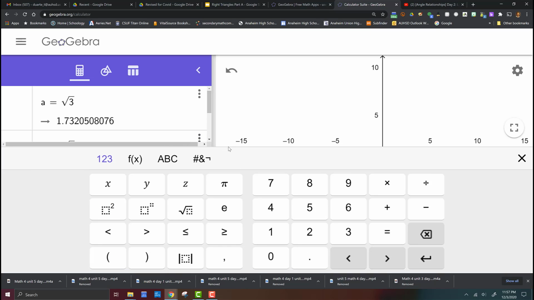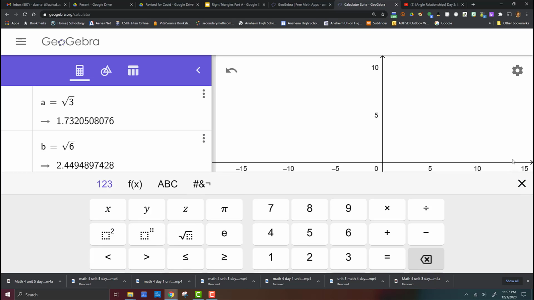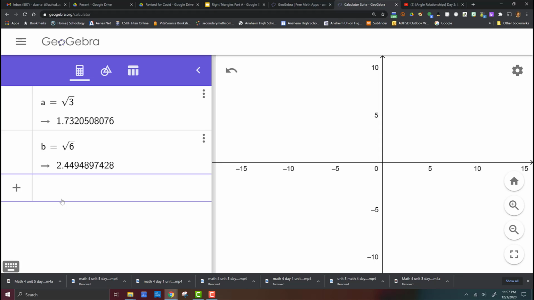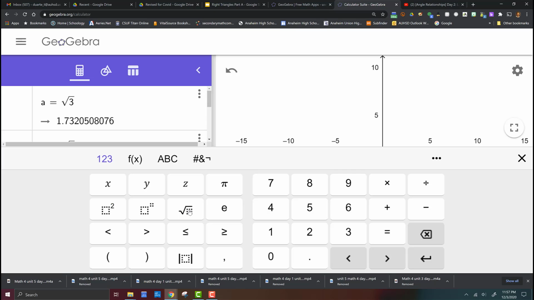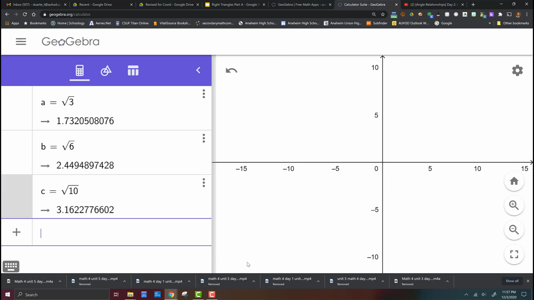Another way you can do it, if I'm hiding my keyboard, is just type in SQRT, and that will bring up the square root function for you. So you can just type that in and we can take the square root of 10. And there we go. So that's a little shortcut if you're not going to use the little keyboard setting, or you can pop up the keyboard and use it from here too. Either way, that would be helpful.